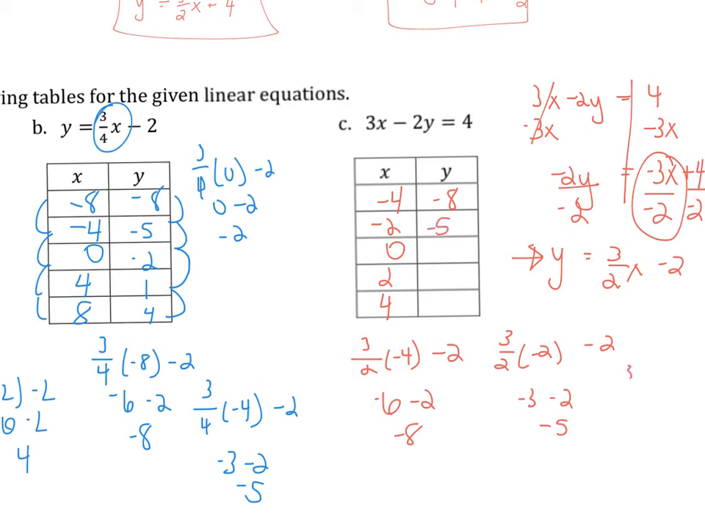And lastly, once again, 0 is so easy. 0 minus 2 is just negative 2. We can stop there because these go up by 2s, so these have to go up by the same amount as well. Negative 8 plus 3 is negative 5, plus 3 is negative 2, plus 3 is 1, plus 3 is 4.